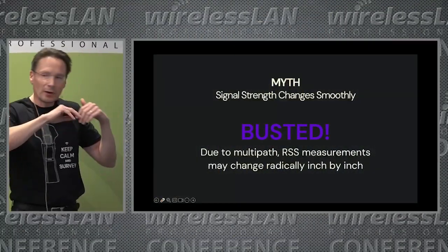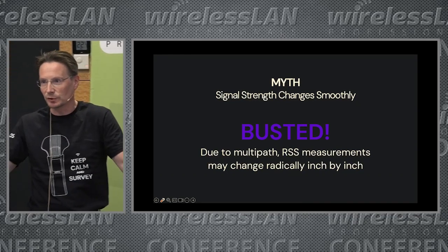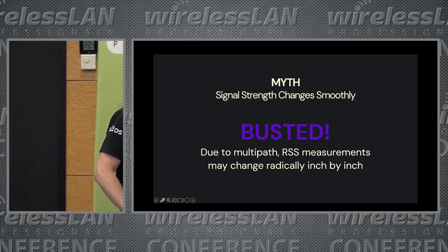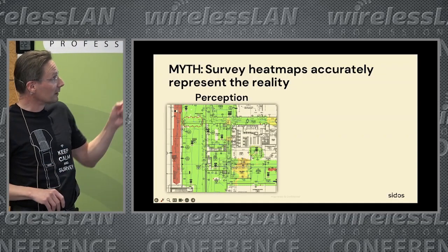It's busted. Because of the multipath, whatever RSSI measurement you have, you have to think about it as a sample of a distribution. Okay, it's a sample of a distribution.